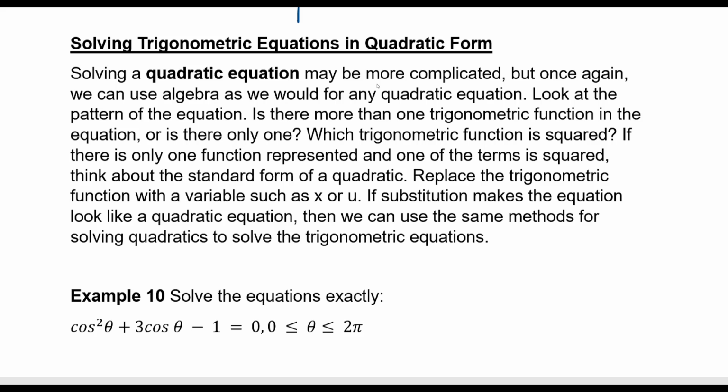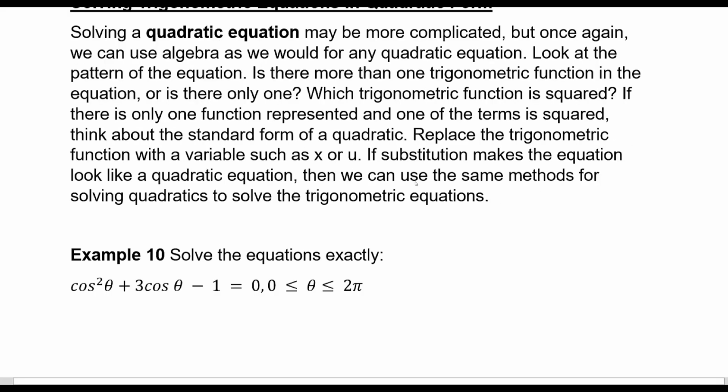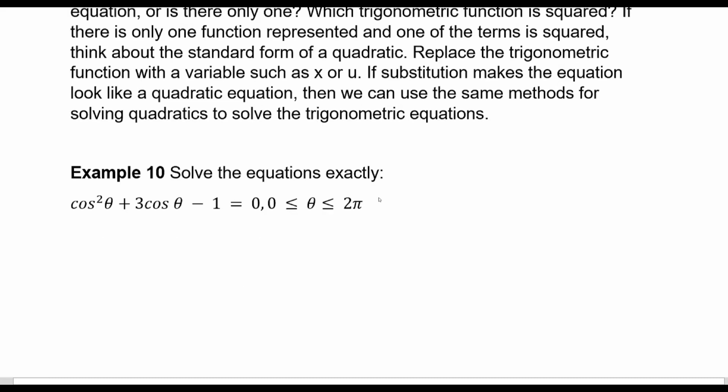If there's only one function represented and one of the terms is squared, think about the standard form of the quadratic. Replace the trigonometric function with a variable such as x or u. If substitution makes the equation look like a quadratic equation, then we can use the same methods for solving quadratics to solve the trigonometric equations.